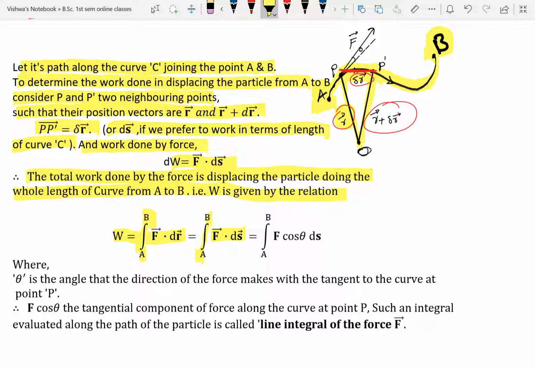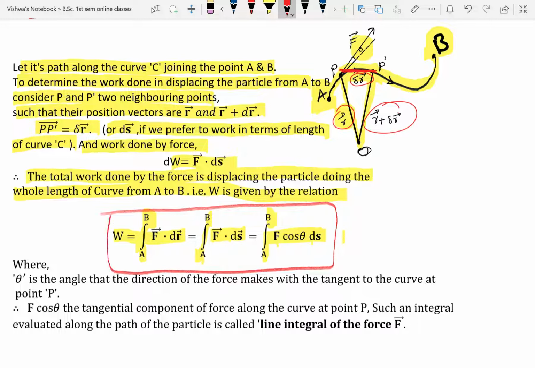Then this is the dot product. If it makes a certain angle theta, then that work done can be written as F ds cos theta, or F cos theta into ds. So finally, the work done in terms of line integral is the integral of F cos theta ds from A to B. These two are the limits. This expression gives the work done in terms of integrals.